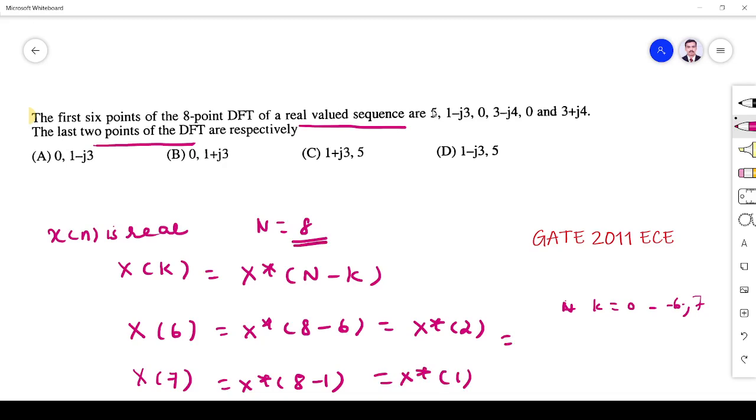So what is X of 2? It is X of 0, X of 1, X of 2. X of 2 is 0. So X star of 2: star means conjugate. Conjugate of 0 is 0.